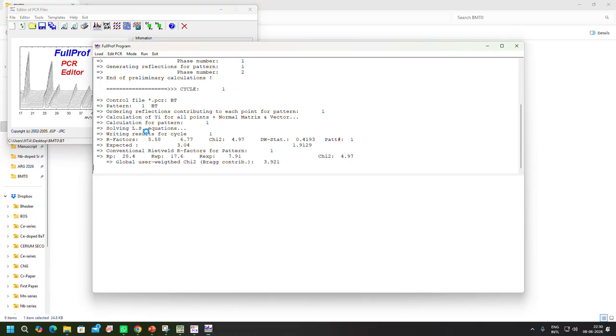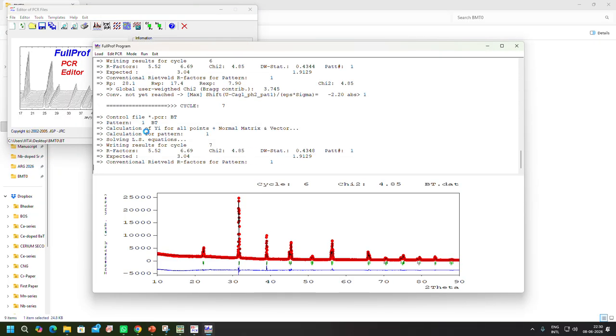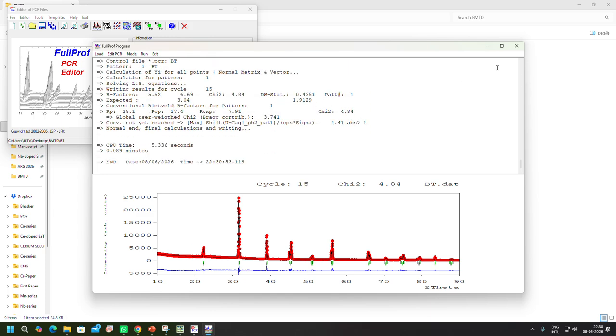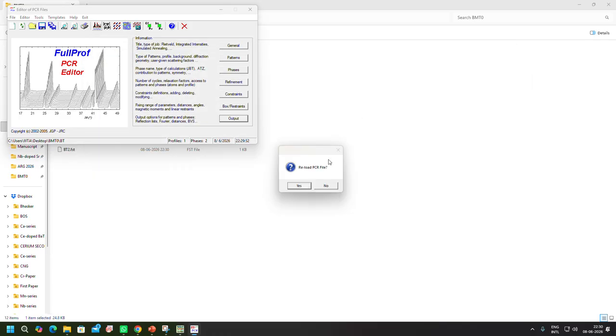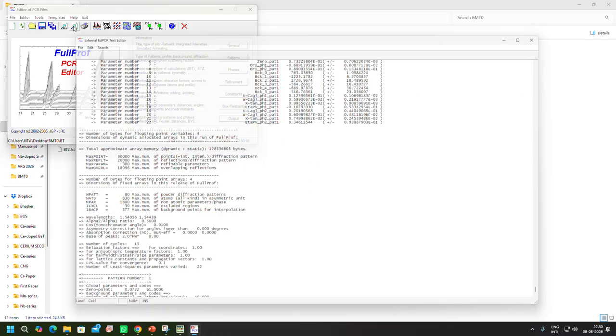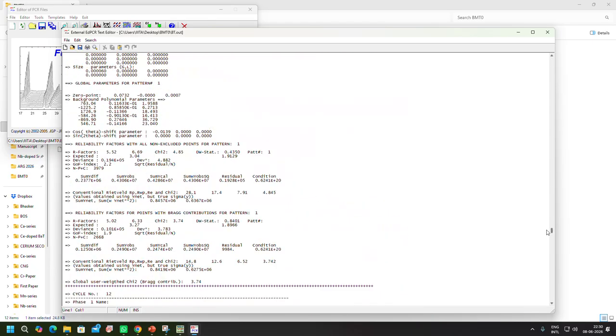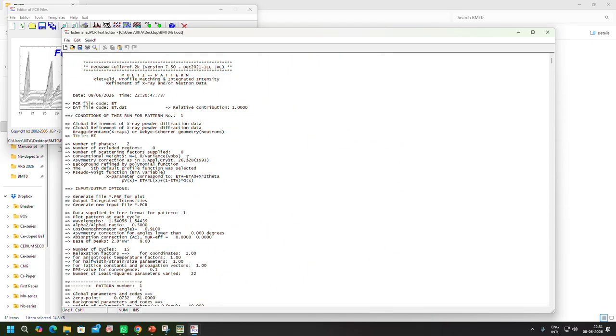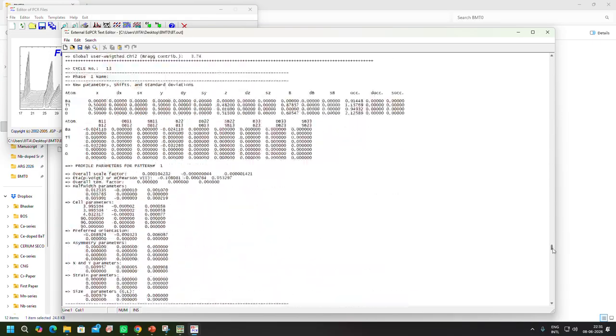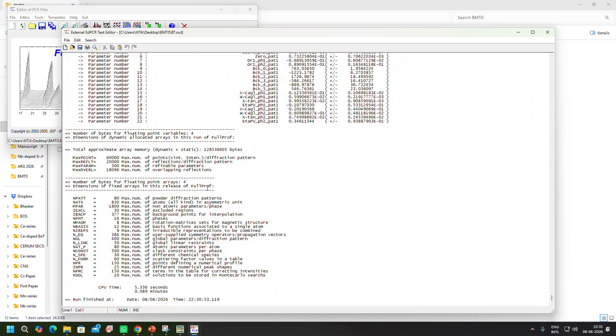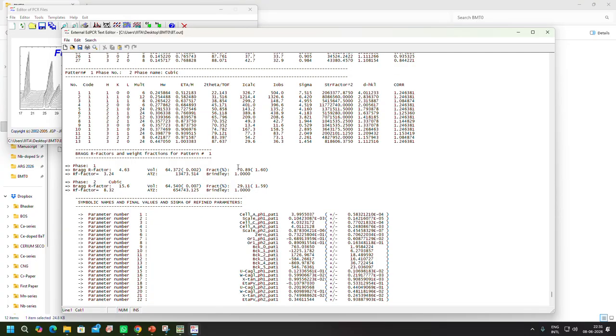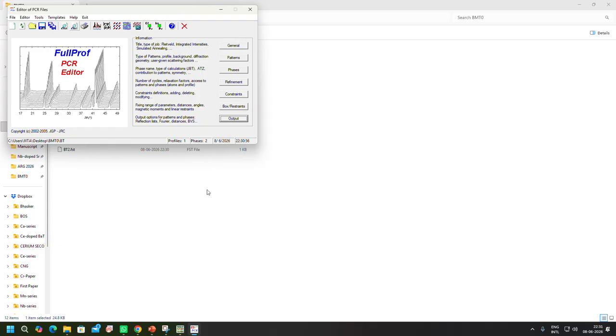When you save it and run it, one CIF file is generated in your folder, and you can see the output first. Here you see your output is like 70.89% tetragonal and 29.11% cubic. So in this way you can extract these parameters.